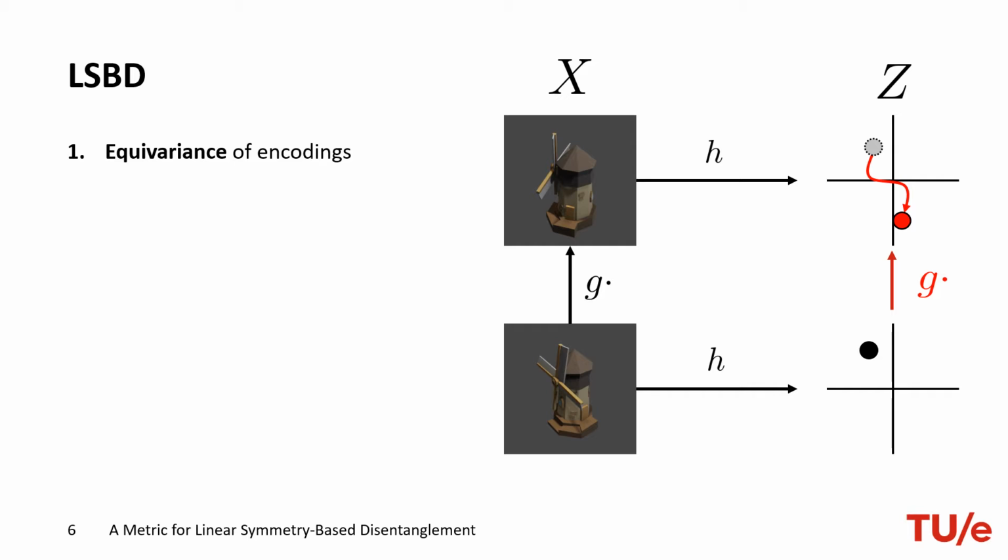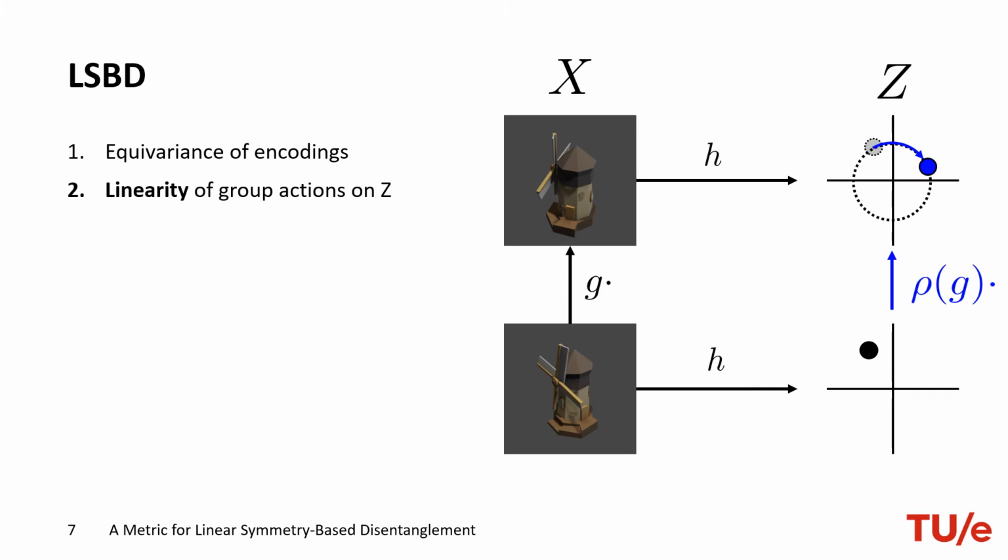We will now describe in more detail each of the properties for linear symmetry-based disentangled representations. The first property, the equivariance of encodings, means that the function h should be equivariant with respect to the actions on the data space X and on the embedding space Z. This means that if we first encode an image of the windmill into the space Z and we apply a transformation, it should give the same result as if we first apply the transformation in the data space and then we encode this image into the encoding space Z.